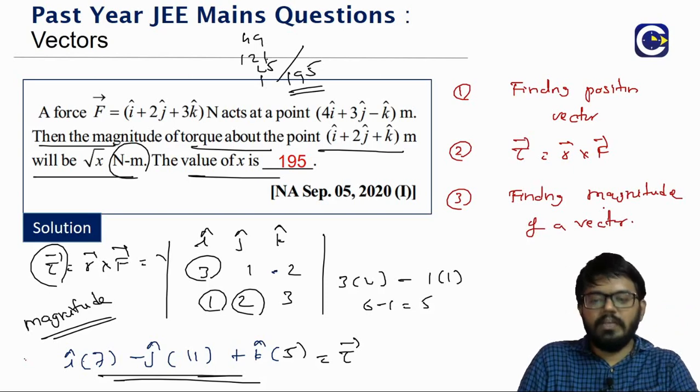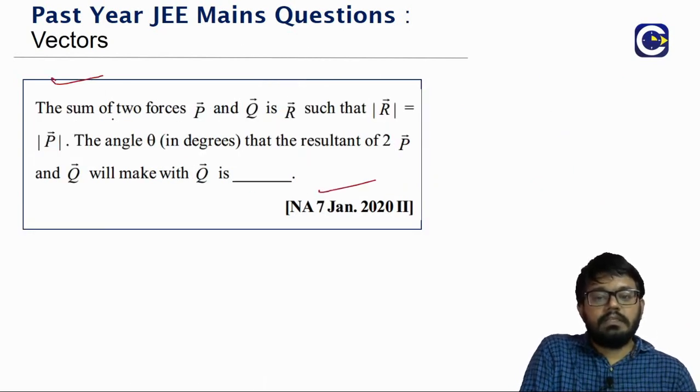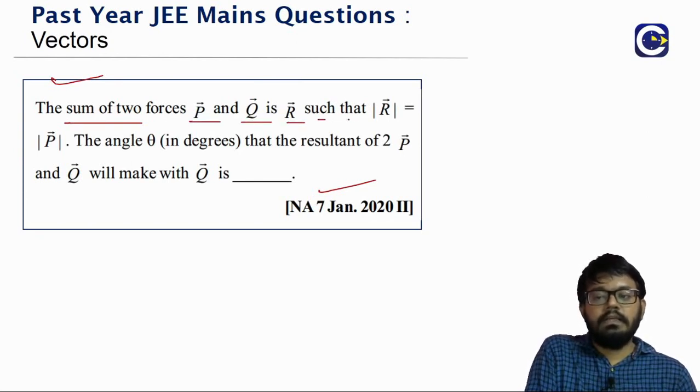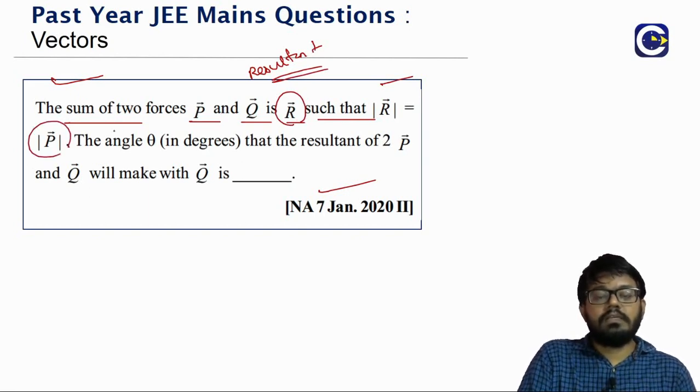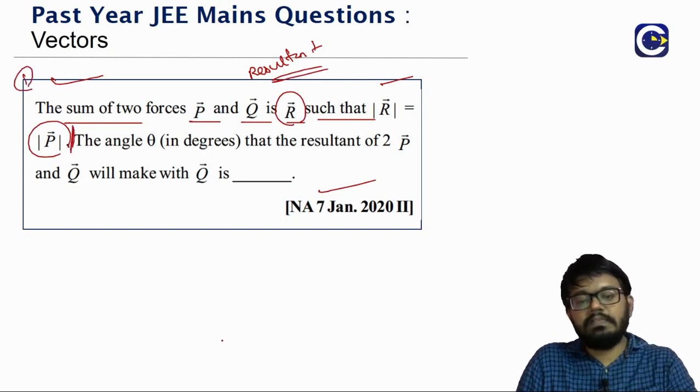Okay, so we'll move on to the next question. This is another numerical type. The sum of two forces P and Q is such that the modulus of R, see, sum of two forces means what? This is what we can also call as a resultant. So resultant of P and Q vectors, let us say, is R. Then the modulus of R is equal to modulus of P. So this is like we say, statement 1. They are giving some information to us.